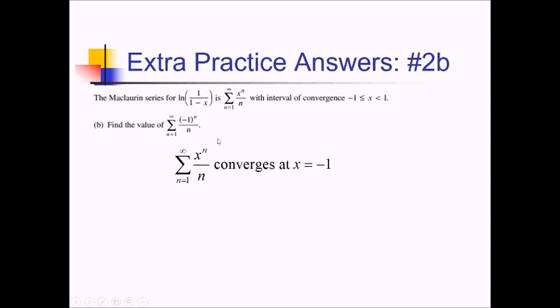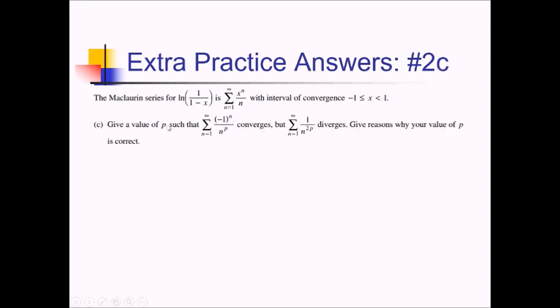So since this series converges at x = -1, to figure out what this series is, we can just plug -1 into this function. So we have ln of 1 over (1 - (-1)). So this is going to be 1/2 inside the ln, so ln of 1/2. And there's really no reason to go any further than that.